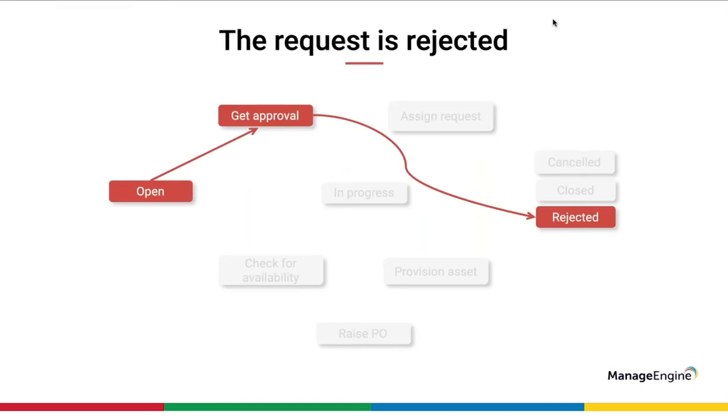The second situation, the flow of the request will look like this. A request is submitted, it's in the open state. So we send it for approval to his manager, the requester's manager, and the approval gets rejected. So in that case, directly from approval, it can go ahead to the rejected state. All right, that's the final state, and the request can be terminated. And no other statuses should be shown to the technician.